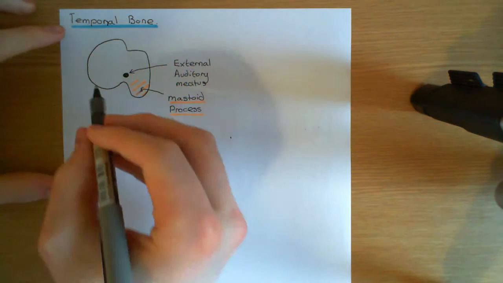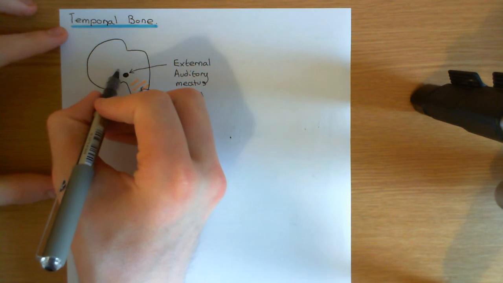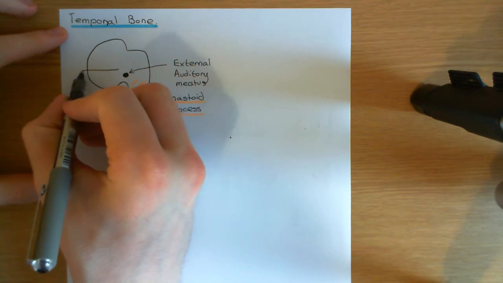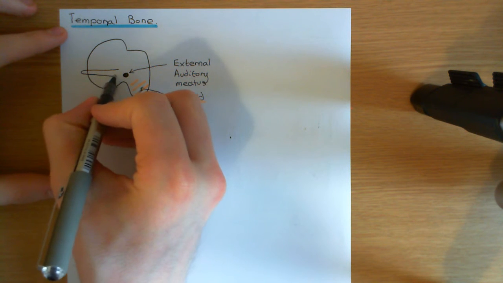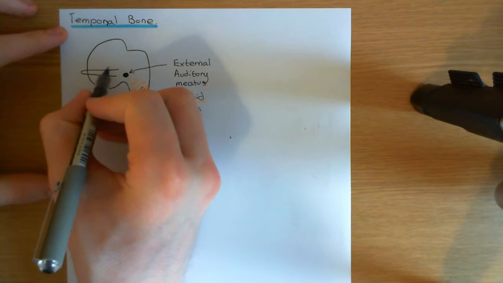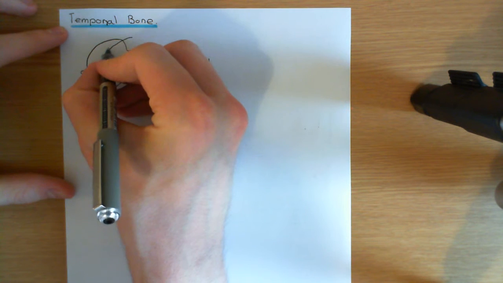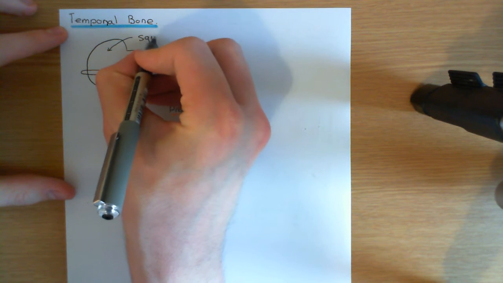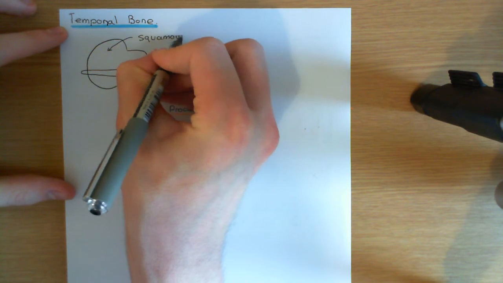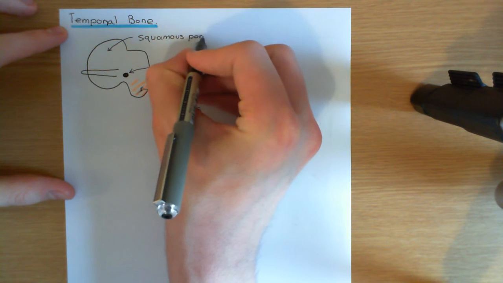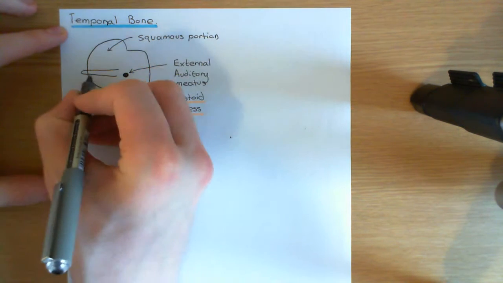Okay, to put some more structures on here, a very important structure is that you have the zygomatic process coming off here, and this is a process that comes off, and there'll be a gap in between the squamous portion, which I'll label up here. So this is what's called the squamous portion of the temporal bone. So there'll be a space between the squamous portion and this process here.